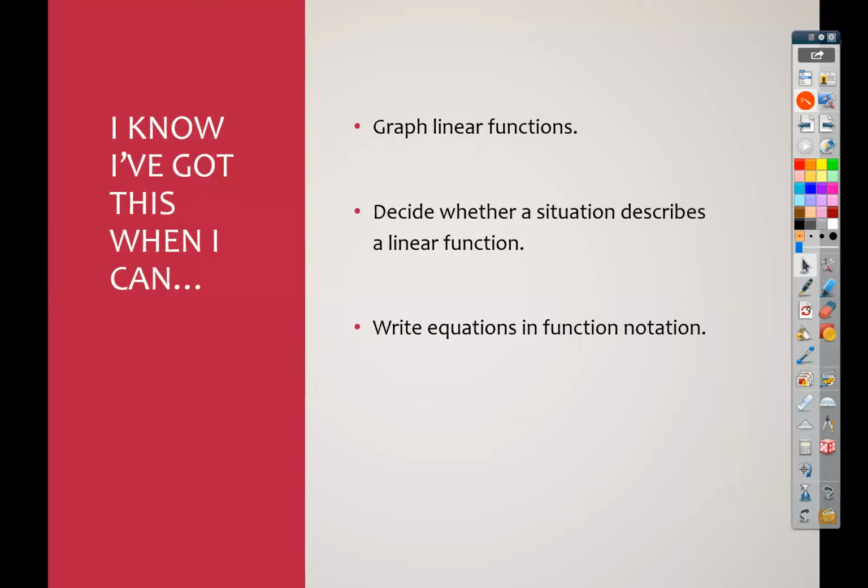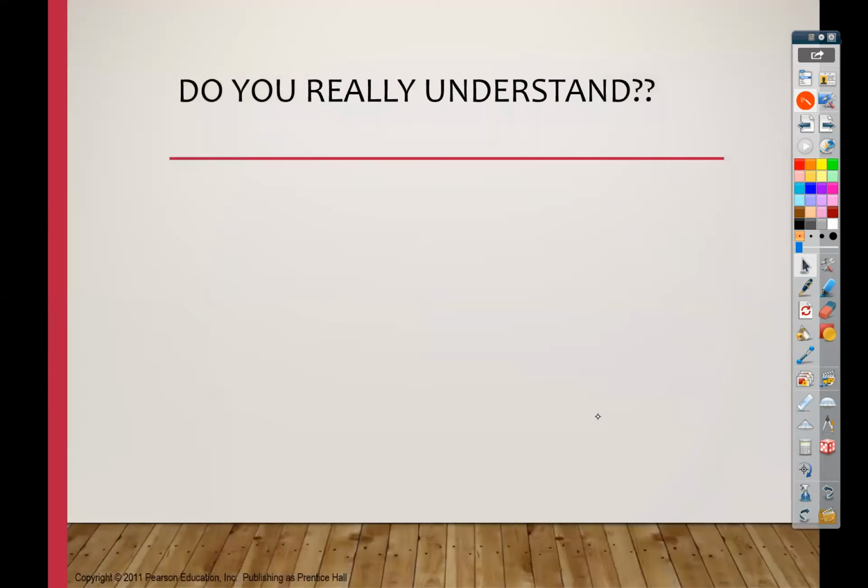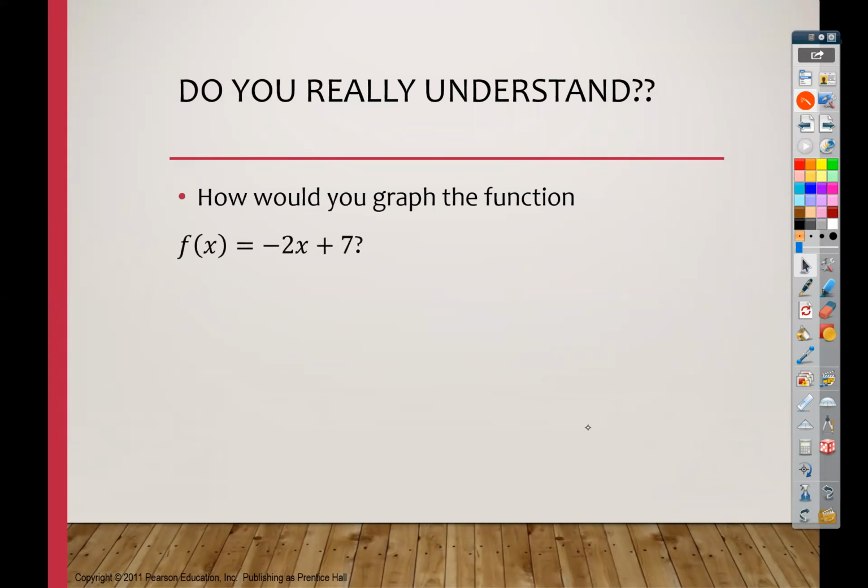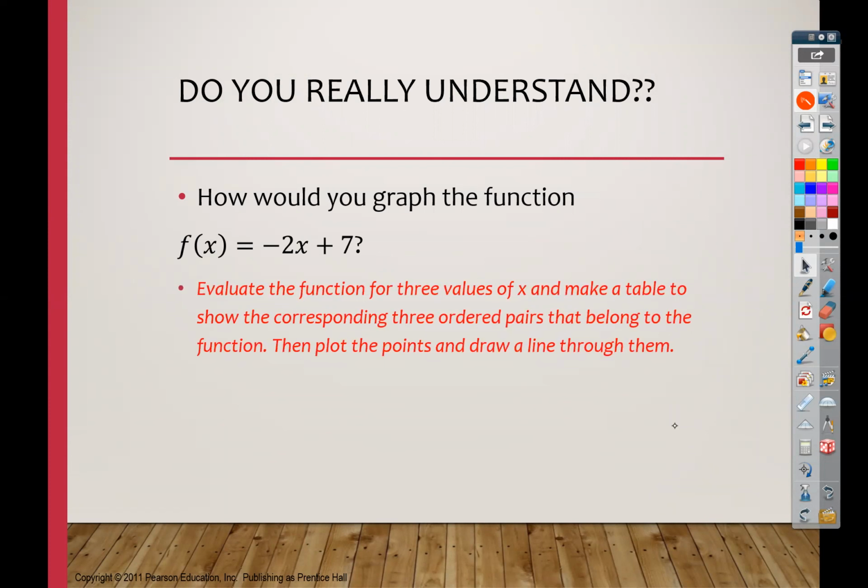Okay, I know I've got this when I can graph linear functions. You can do that with a table, with X and Y intercepts, or in slope-intercept form. Describe whether a situation describes a linear function, and then write equations in function notation using that f of X. So do you really understand this? How would you graph the function f of X equals negative 2X plus 7? You would evaluate the function for 3 values of X and make a table to show the corresponding 3 ordered pairs that belong to them, then plot those points and draw a line through them.